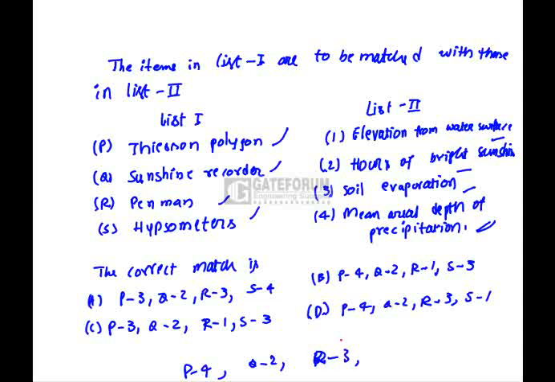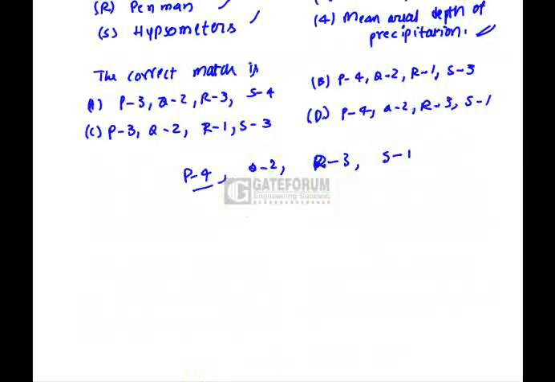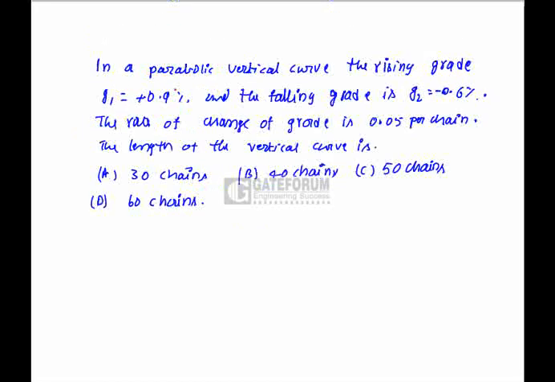Hypsometers. A hypsometer is used to calculate the elevation with respect to the water surface, mean sea level, we can say. So the hypsometer is used to calculate the elevation. Option 1. So all this P4, Q2, R3, S1. Option D is correct.